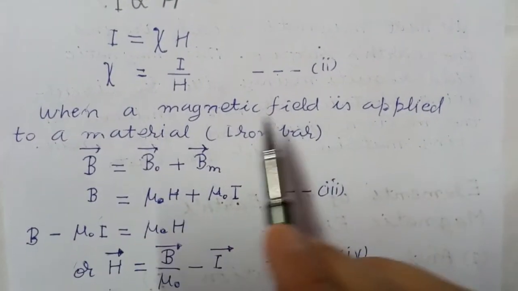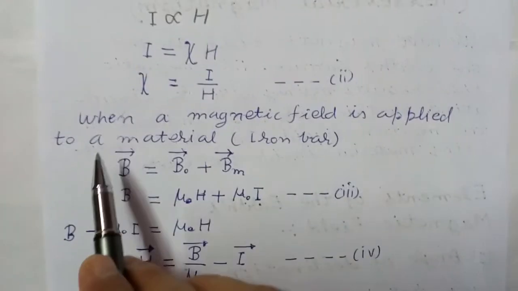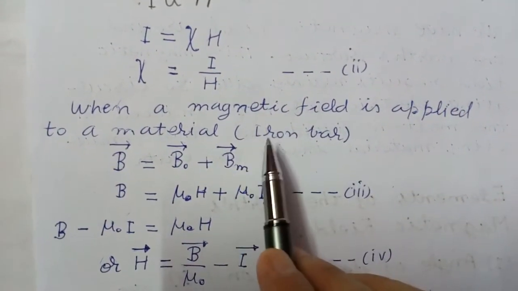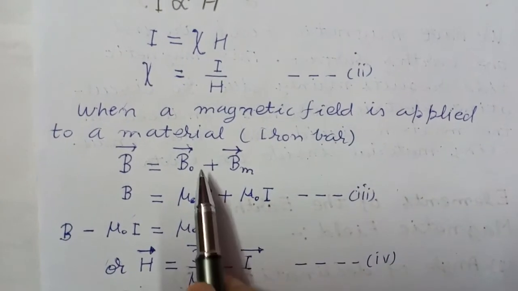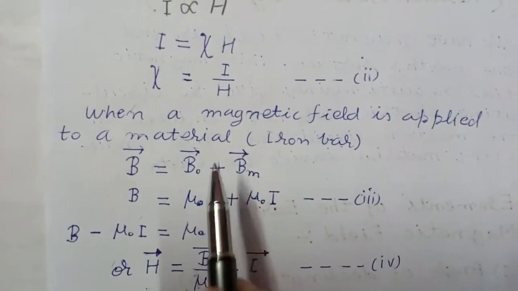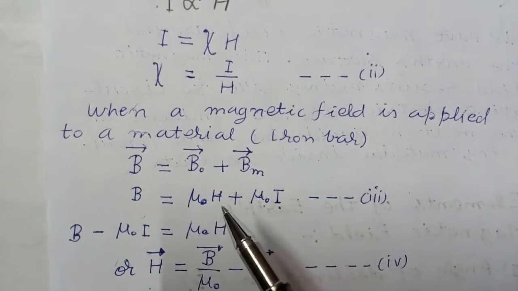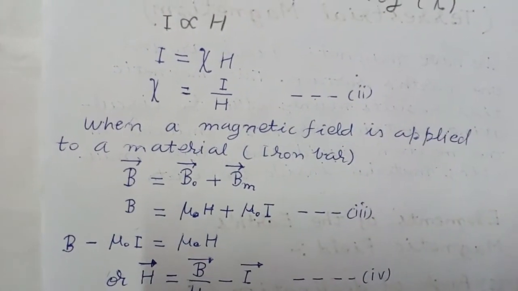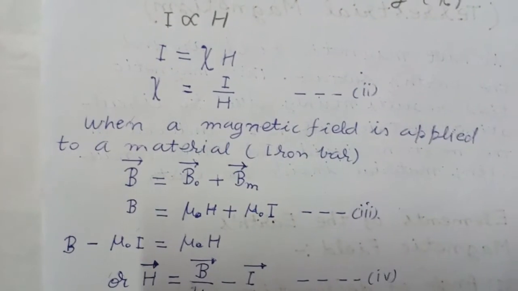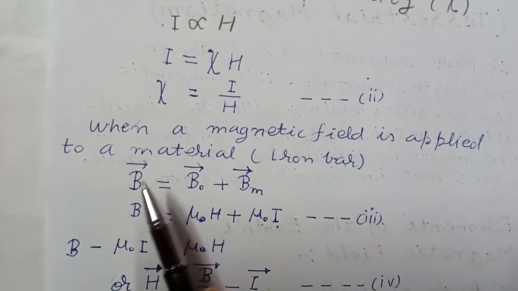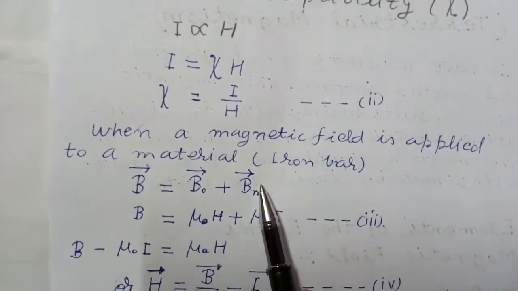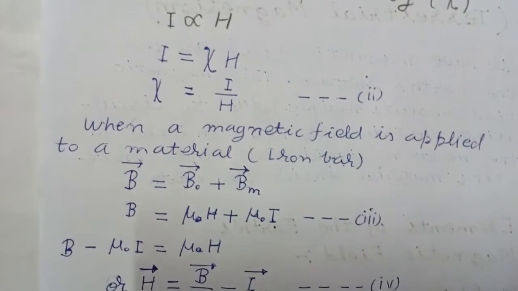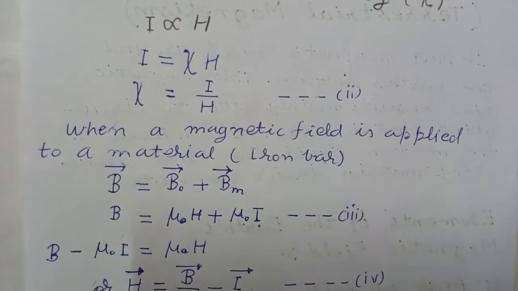Now when a magnetic field is applied to a material, for example suppose an iron bar here, B naught is the magnetic field when there is no iron bar inside the current carrying solenoid, and Bm is the magnetic field which is induced due to capital H. So net magnetic field B is sum of these two. B is equal to B naught plus magnetic field developed in iron bar.